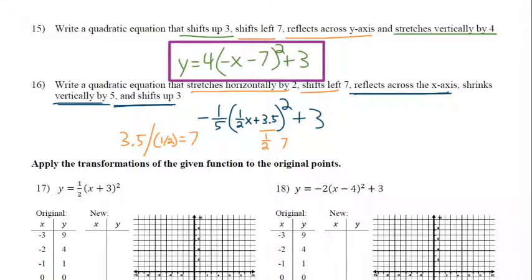Okay? So that is your final equation. Okay? This one's harder than most, and I did that on purpose. But it's okay. If you can get through this problem, you can get through any of them.